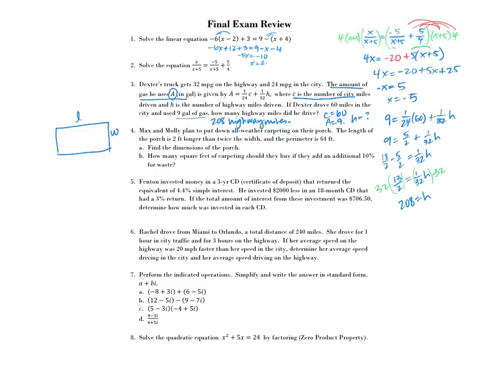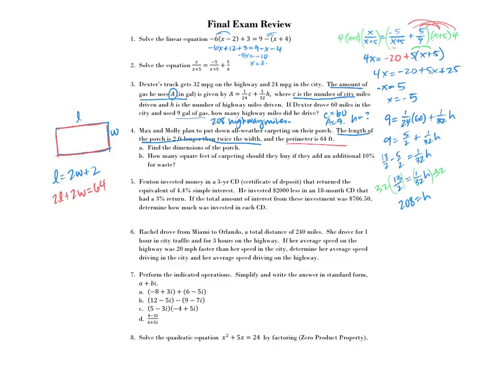And so the first thing, I want to use this equation here. Okay, and that will tell me that the length is 2 feet longer than twice the width. So L is going to be 2W, that's twice the width, plus 2 more. And then I also know that the perimeter is 64 feet. And so what's the perimeter? The perimeter would be length plus width plus length plus width. So 2L plus 2W is equal to 64.